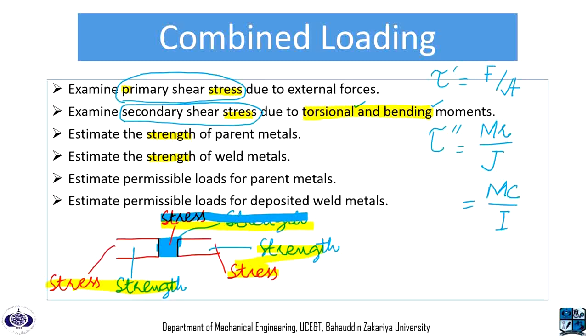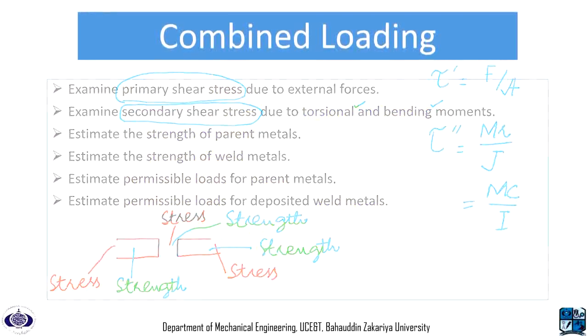So once the stresses are known, the next step is to find the strength of the parent metal. Similarly, we will need to find the strength of the weld. And finally, the strength and stress on parent metal will be compared. Similarly, the strength and stress of the weldment will be compared. And if the stresses are less than our strength, then it means our design is good to go.